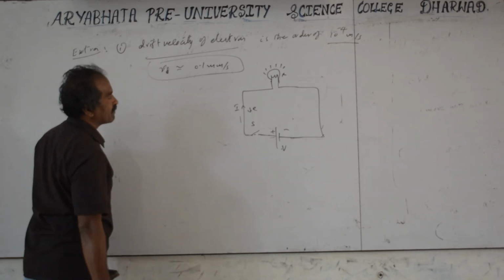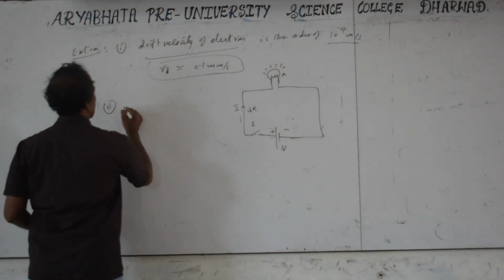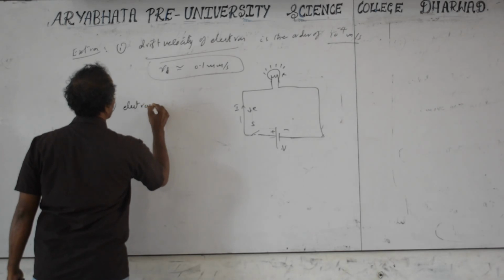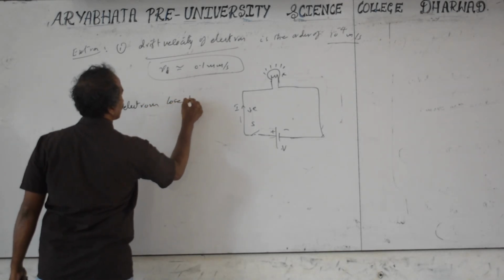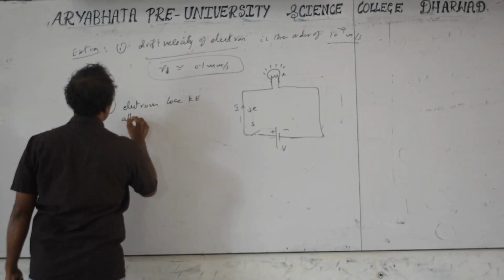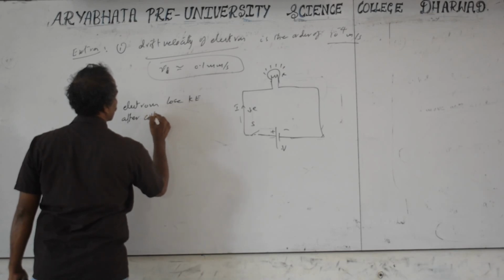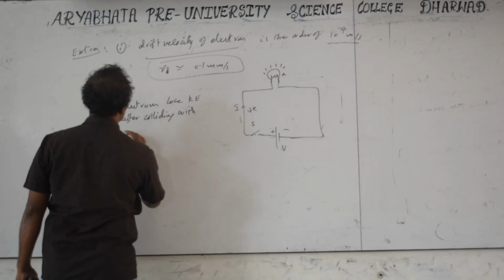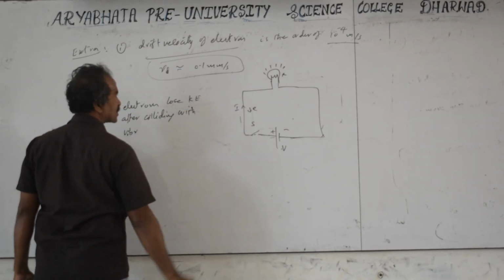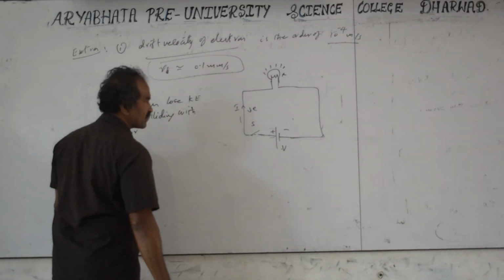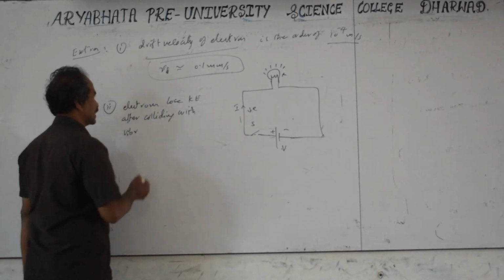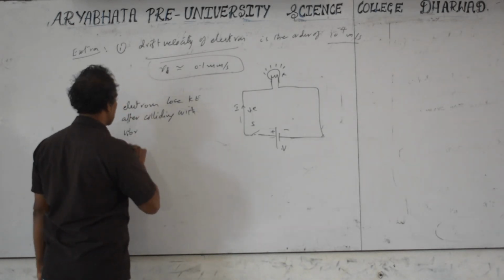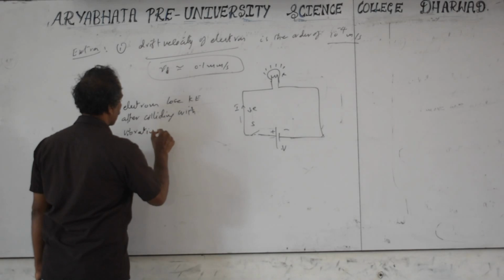The next point is what happens to the loss of kinetic energy. Electrons lose kinetic energy after colliding with the vibrating atoms. I didn't mention the term vibrating atoms, but you mentioned it, which is fine, and we will discuss the resistance-temperature relationship.